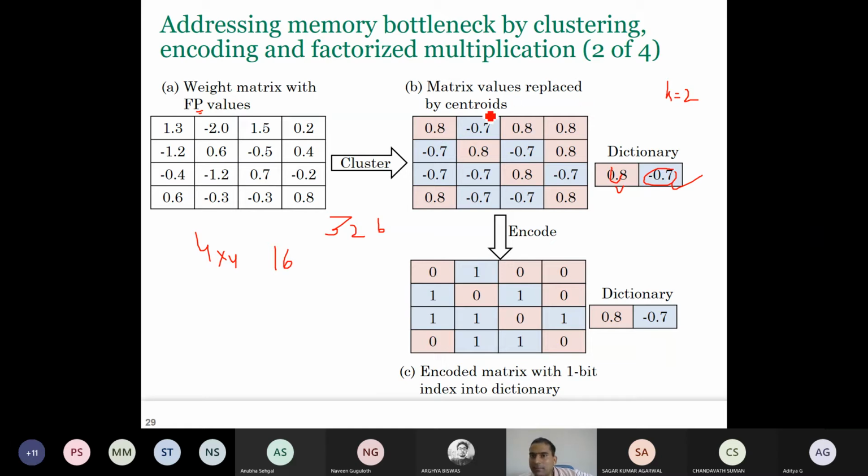Matrix values are replaced by centroids. So this is called clustering. That means there is some approximation involved. This is approximate computing, but the approximation is within a tolerable range. So we replaced 1.3 by 0.8. We replaced -0.2 with -0.7. Now, as you can see, how many distinct values are there? Can anybody tell me how many distinct values are there now?